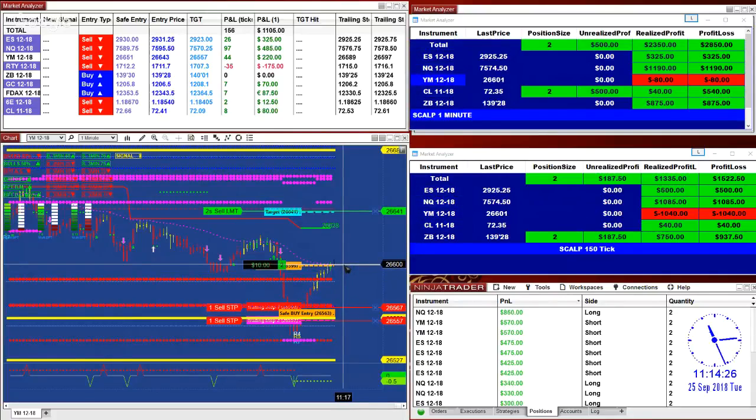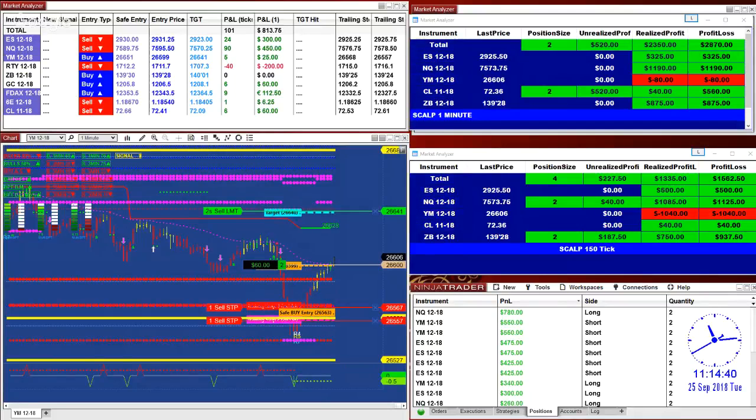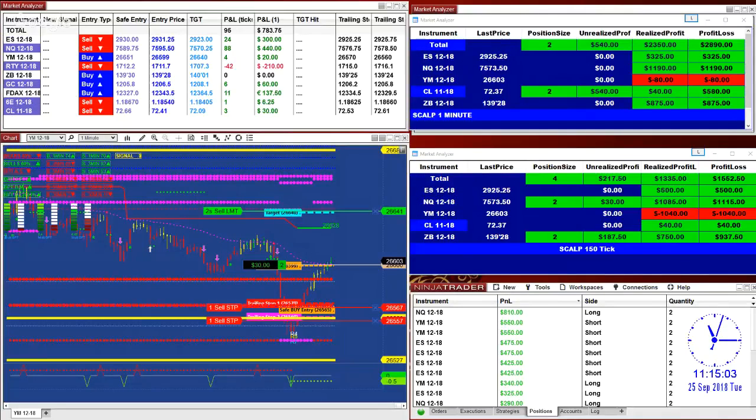A new signal right now on the YM long, 66 level, new signal. Good, I caught it on time. So this is a new signal we have. Target 641.